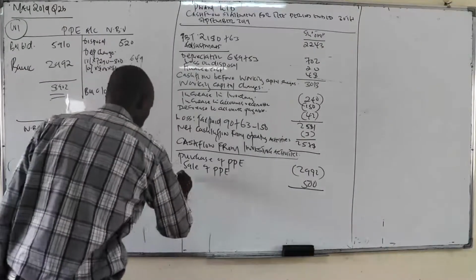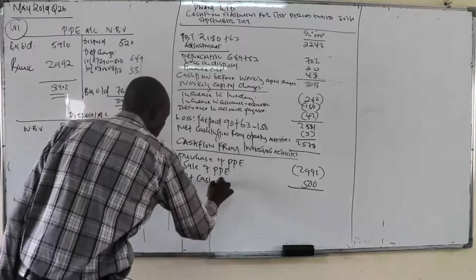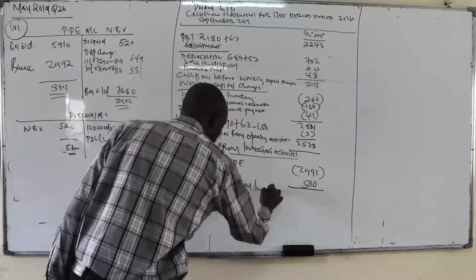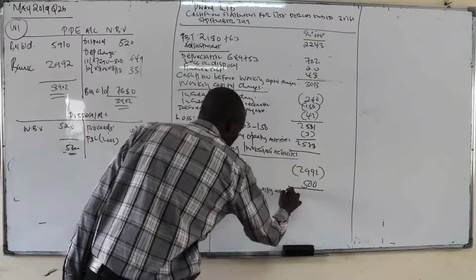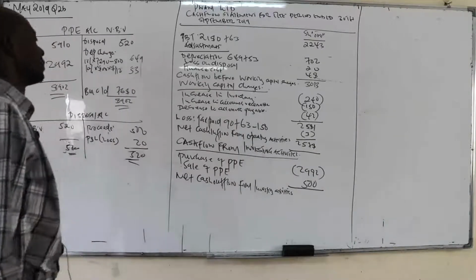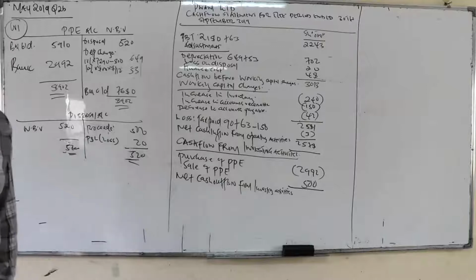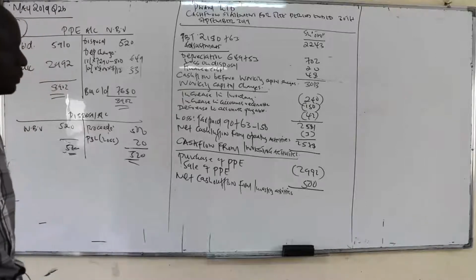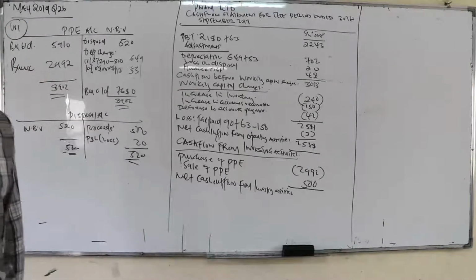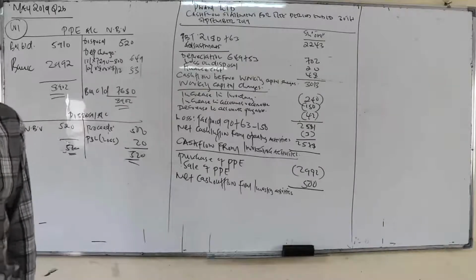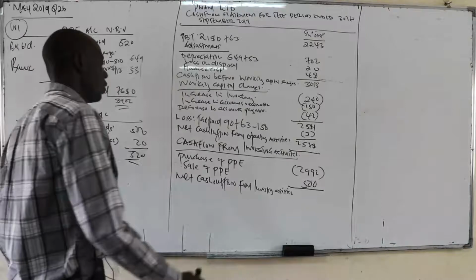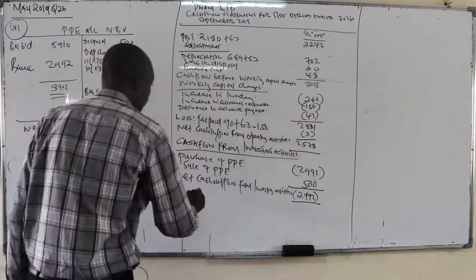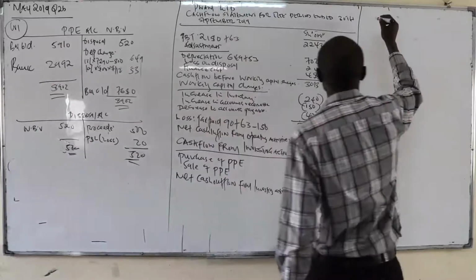Then we get the net cash outflow from investing, which is how much? 702 minus 2992. Oh, 24 negative. Then here we analyze cash flow from, okay, let me write here, cash flow from financing activities.